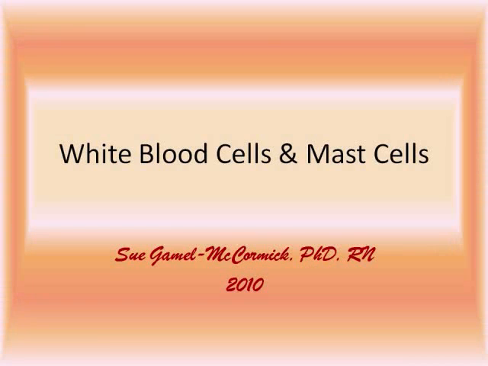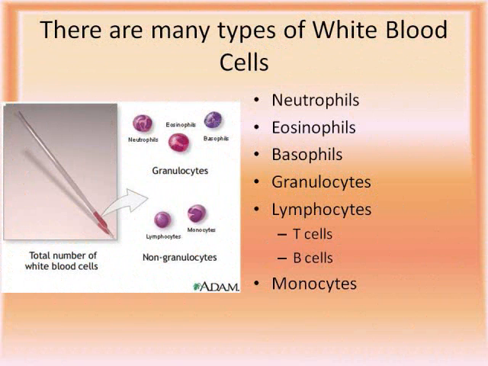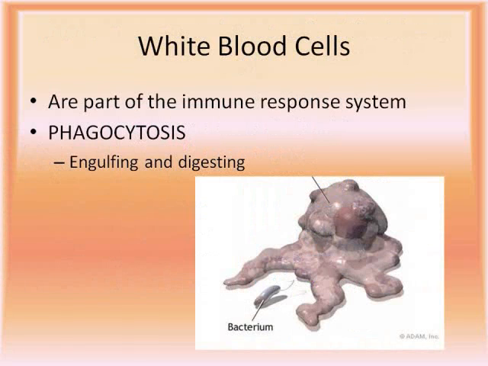White blood cells, and mast cells. There are many types of white blood cells: neutrophils, eosinophils, basophils, granulocytes, lymphocytes, which are the T cells and B cells, and monocytes. They are part of the immune response system, and they function primarily through phagocytosis, which is engulfing and digesting the invading bacteria or pathogens.